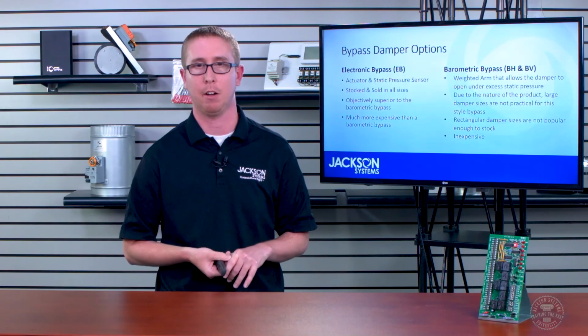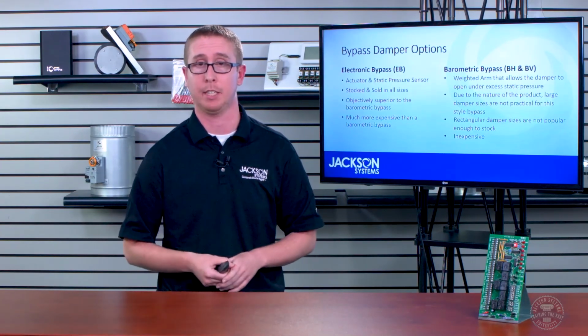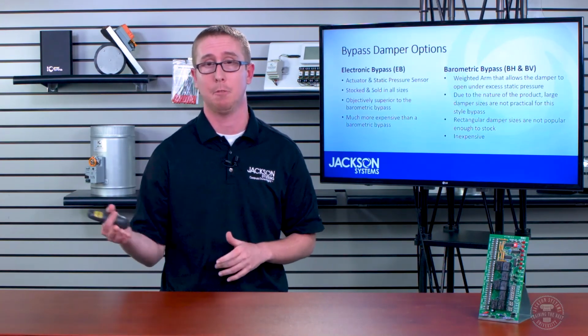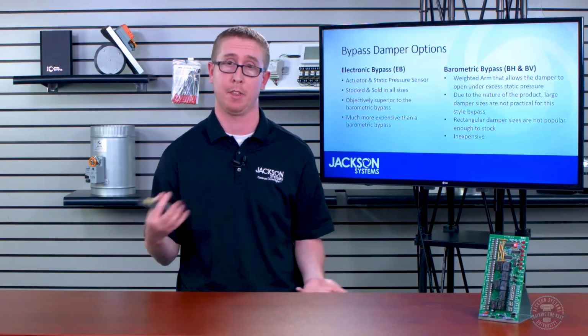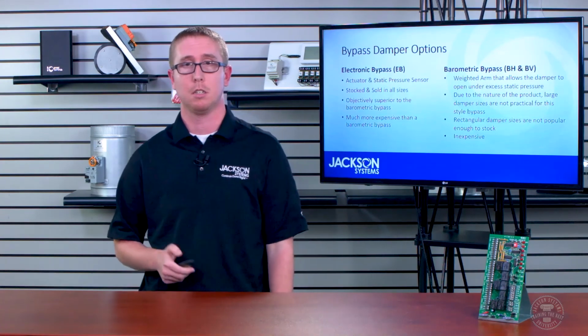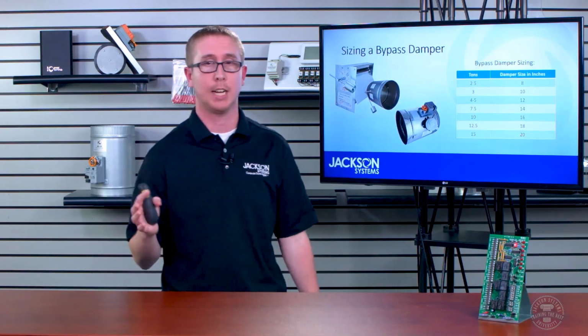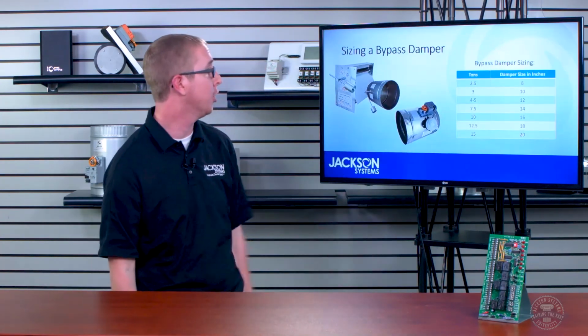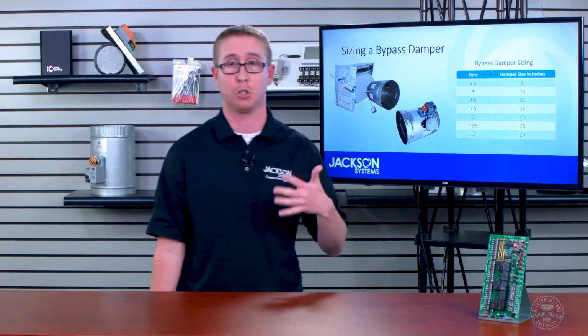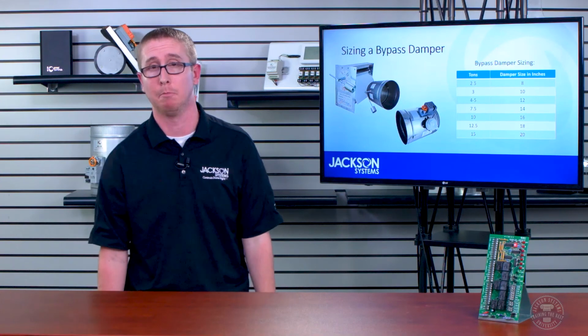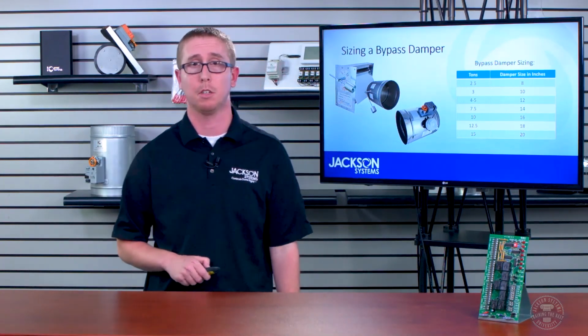The caveat there is the price. Obviously, the barometric bypass is going to be much less expensive than the electronic, but the electronic is much more superior than the barometric. This is just a brief little chart of how we suggest sizing here at Jackson. You look at the tonnage of the equipment, and there's your corresponding damper size. In general, this is a good chart to follow with few exceptions.